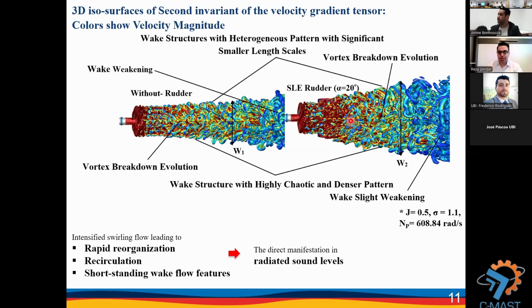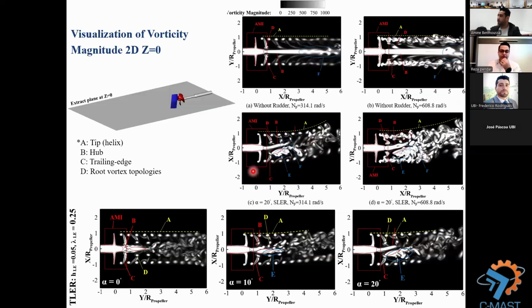These small size structures directly affect the radiated noise level. As I mentioned, 2D visualization is very important. For example, you can see different deflection angles of the rudder. For example, here it is 20. And at different rotational speeds, the wake pattern behind the propeller changes significantly.